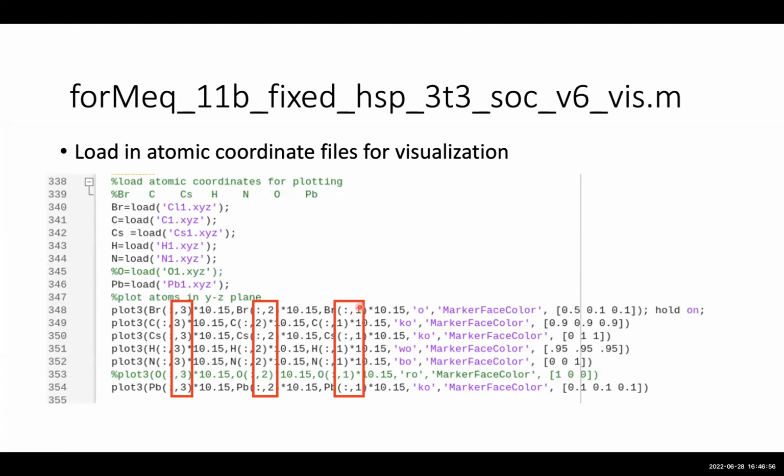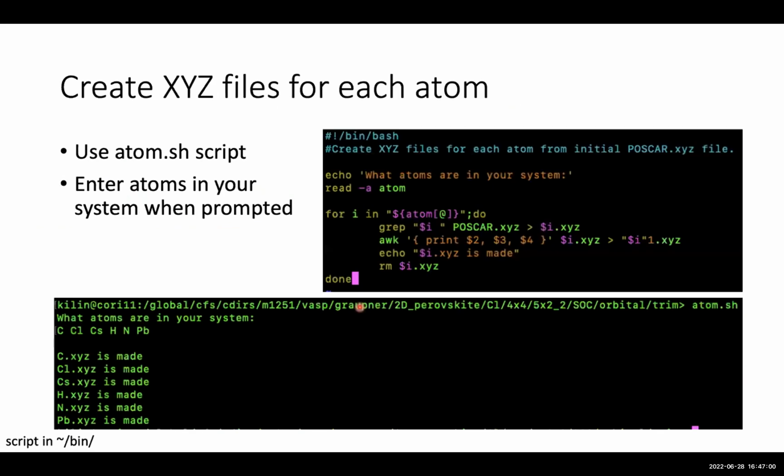David, where did you generate those XYZ files? Right here. We use this atom script that makes them. Oh, okay, sorry. This requires the POSCAR.xyz as an input. And then when it requests it, you enter in what atoms are in your system. Yeah, gotcha. It'll go through and make all the XYZ files we need for that step. Okay, thank you.